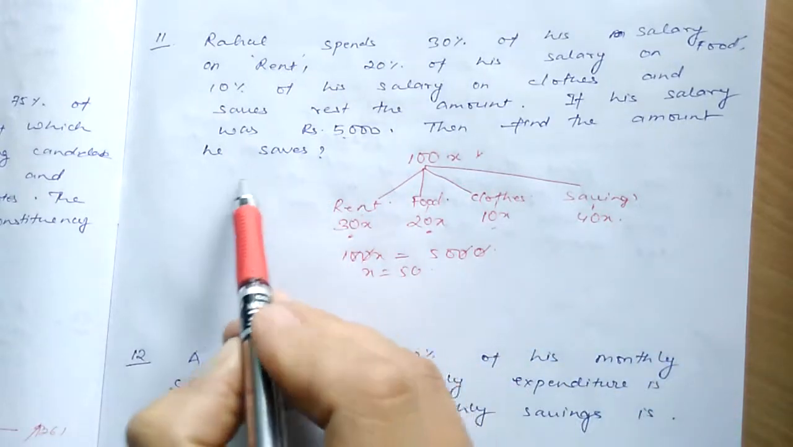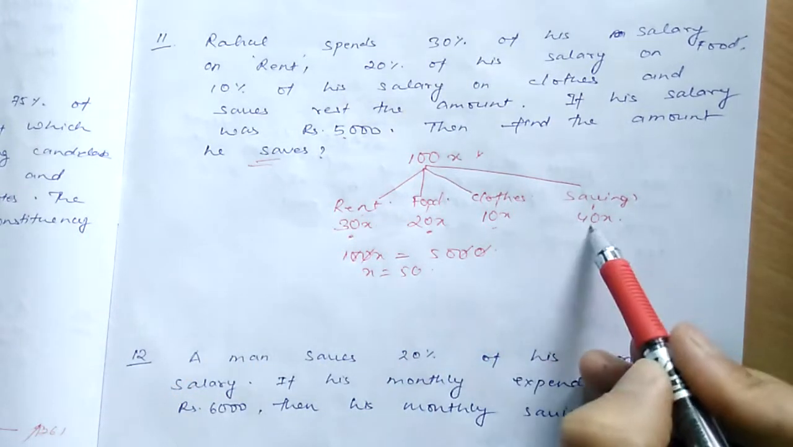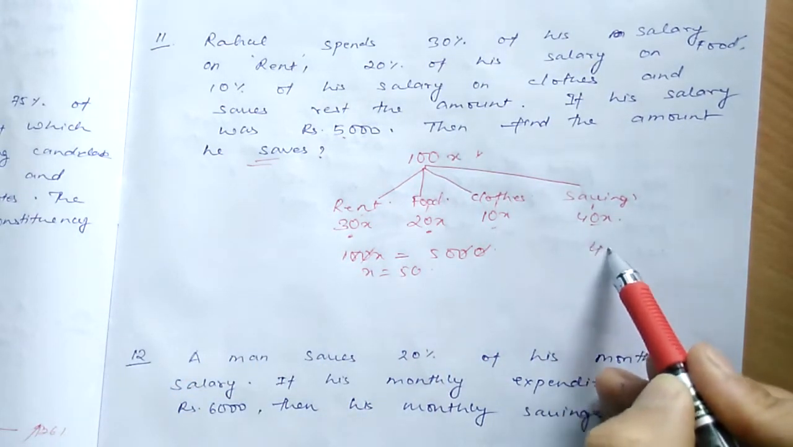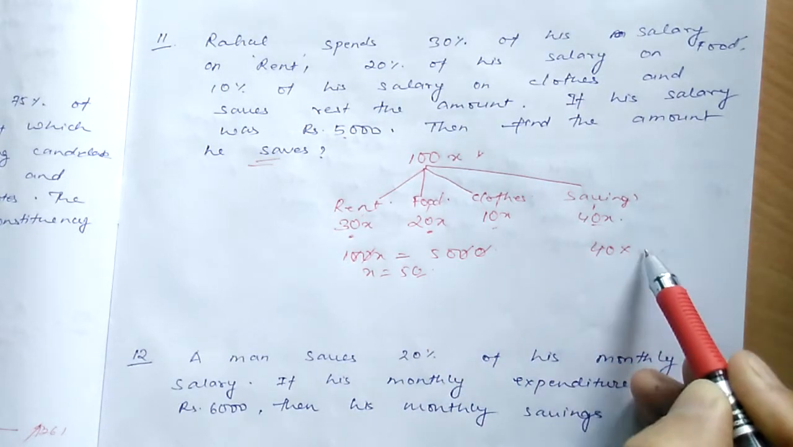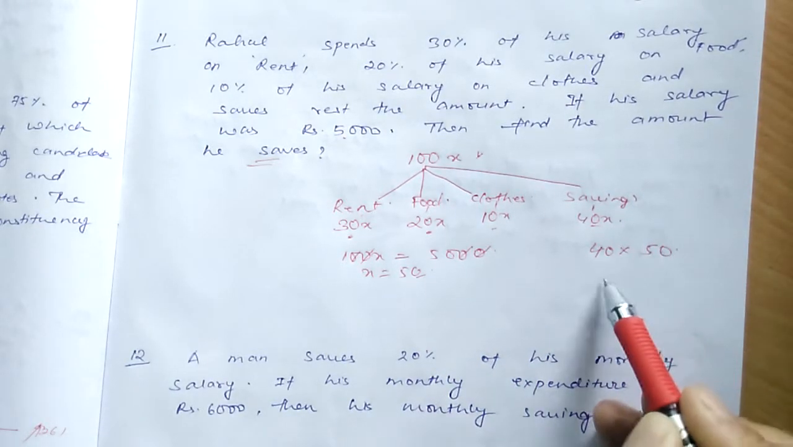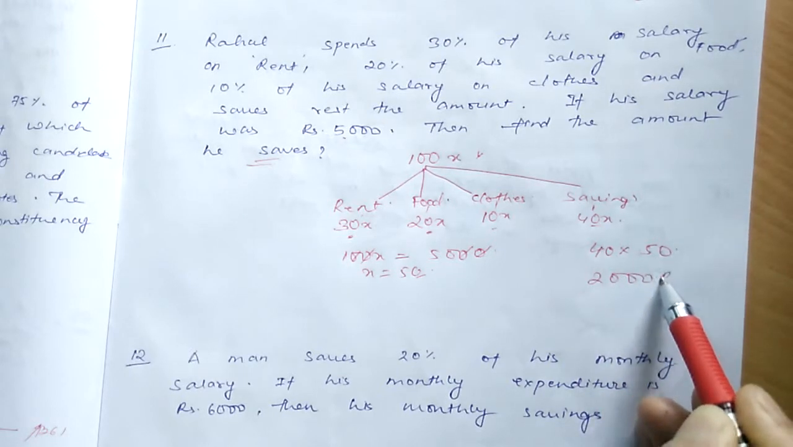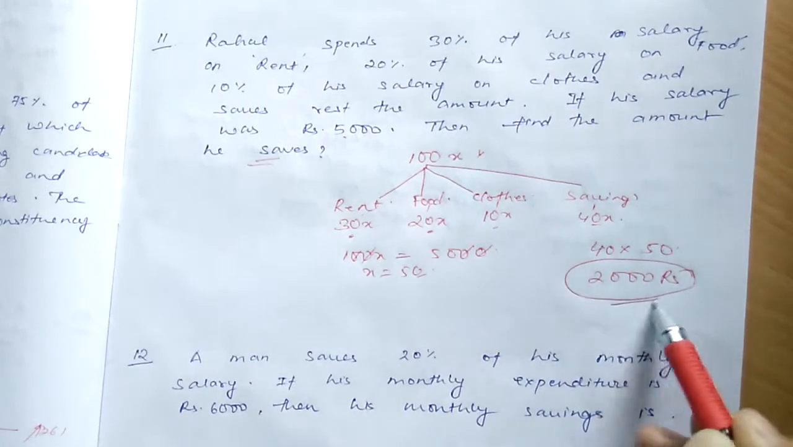Now we are required to find his savings. So his savings is 40x. 40 into x, the value of x is 50. This will give us 2000 rupees. So this is our answer.